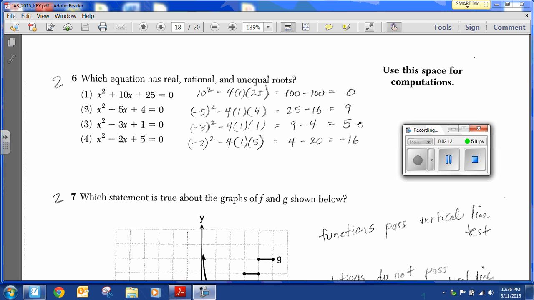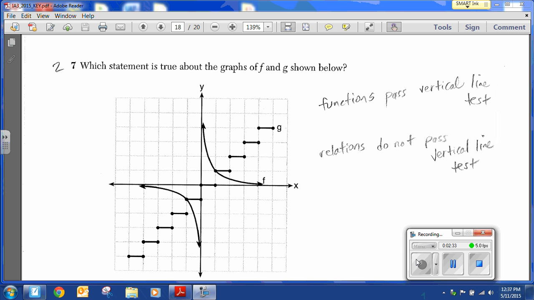5 is a non-perfect square, so this would be real, irrational, and unequal. 9 is a perfect square, and that's why this is the answer. It is rational. And any discriminant that equals 0 means you're going to have one solution, also known as equal roots. Number 7, which statement is true about the graphs of f and g shown here?